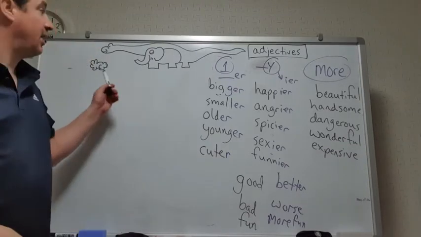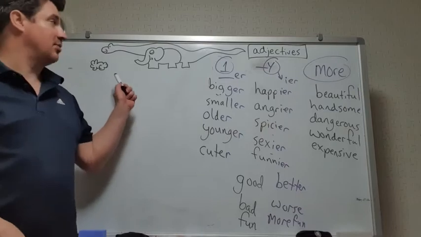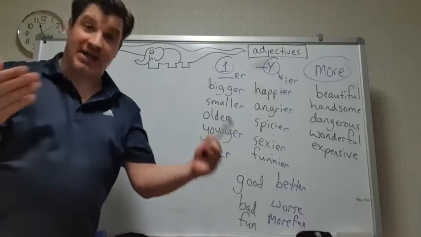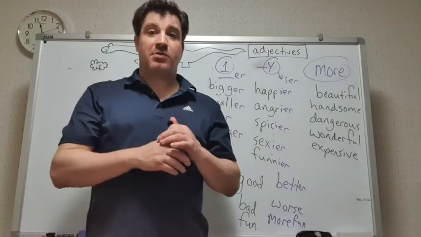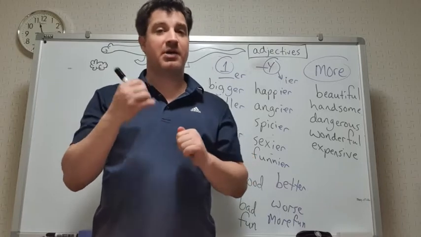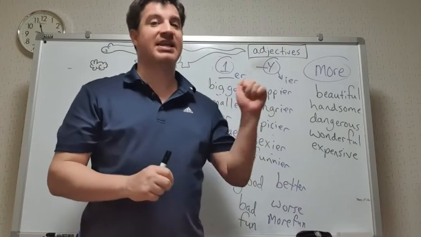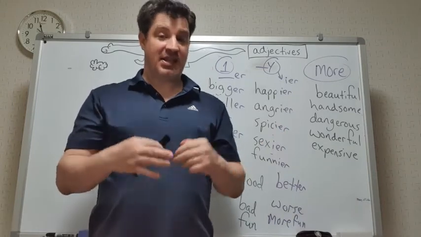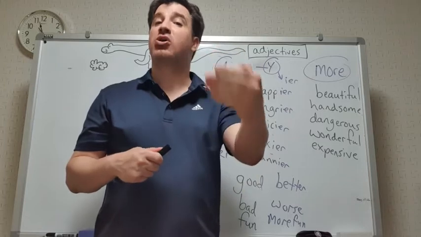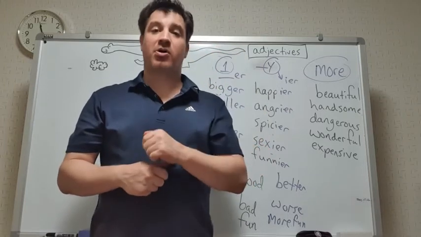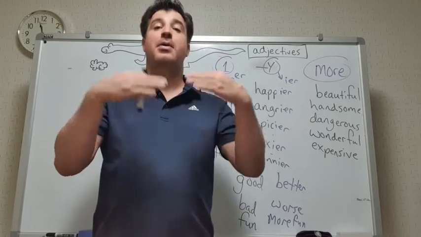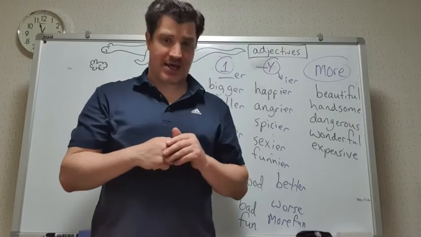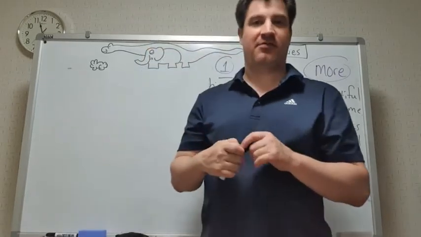You could say, oh, the ant is smaller than the rabbit, and the rabbit is smaller than the elephant, and the elephant is smaller than the dinosaur. That obviously is a very long sentence to make. So, if you're talking about more than two things, you cannot use the comparative form. You need to use a different style, and that style is called the superlative form. Superlative refers to the best, the most, the number one. Your favorite thing is the superlative form.